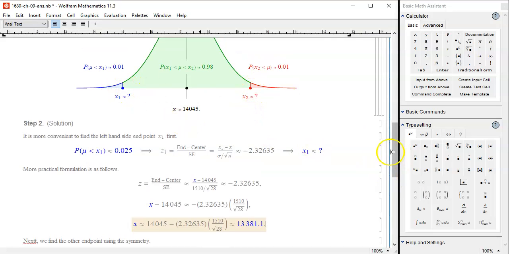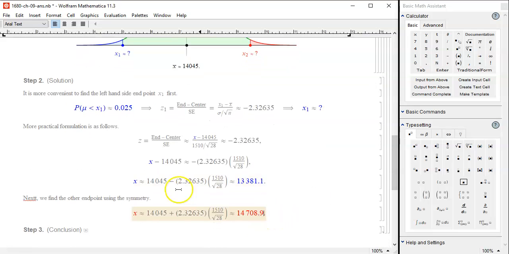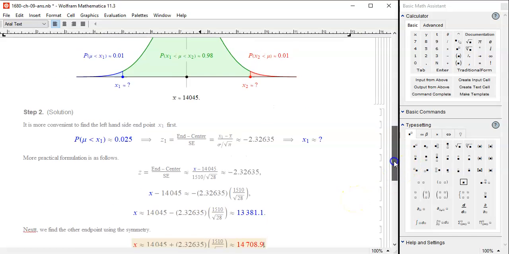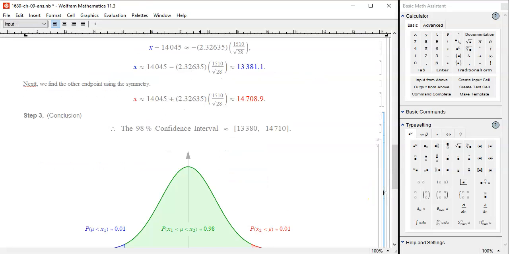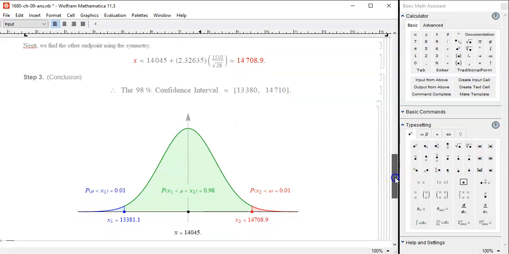How do you find the right-hand side endpoint of this interval? Use the symmetry. Change this minus to plus, and that's about it. You get 14,708, approximately speaking. And finally, here's the conclusion with full visualization. The 98% confidence interval is 13,380 to 14,710, respectively. And then here is the visualization: 98% in the middle, and then the left-hand side endpoint and the right-hand side endpoint.